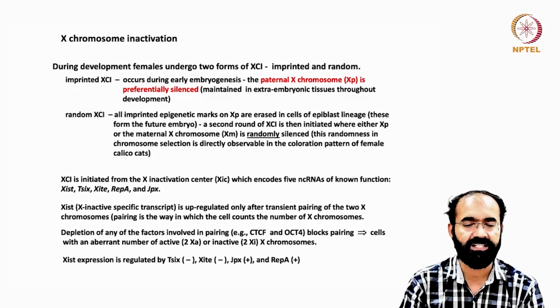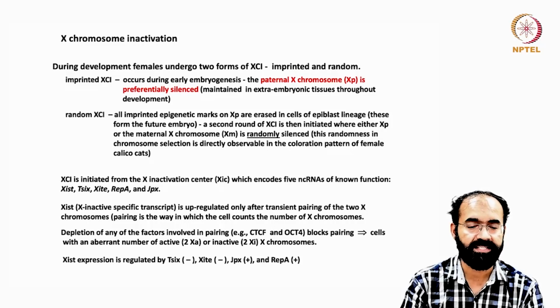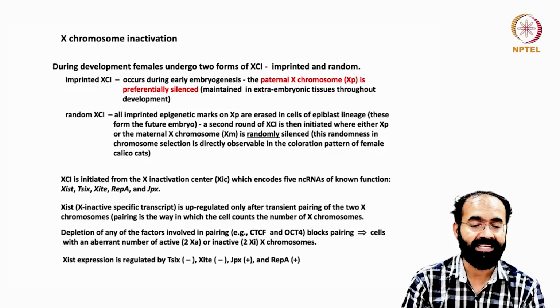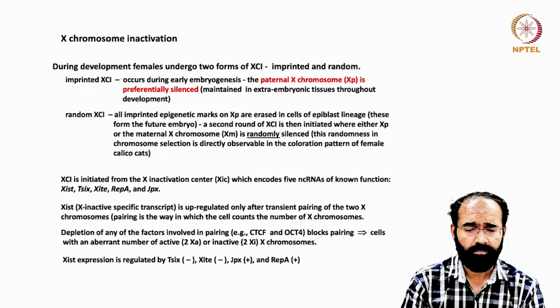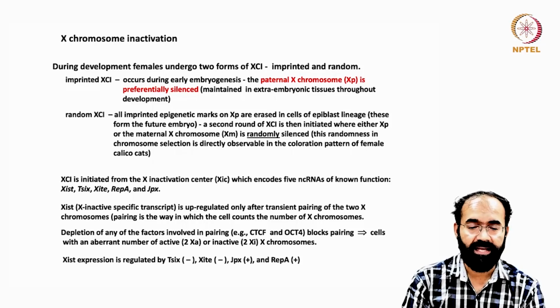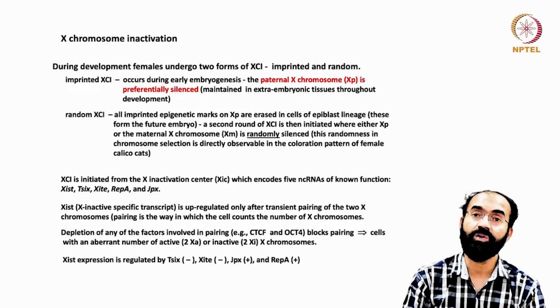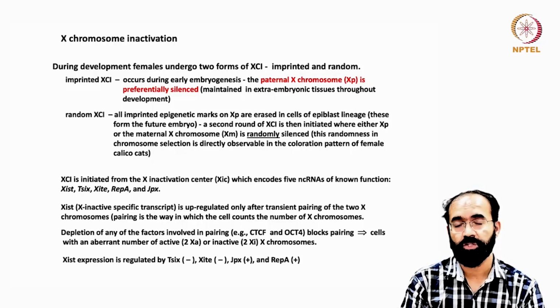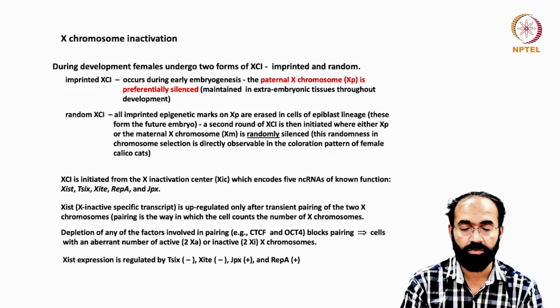X chromosome inactivation is initiated from the X-inactivation center, which encodes 5 non-coding RNAs: Xist, Tsix, Xite, RepA and JPX. So these are all the non-coding RNAs, and Xist is upregulated only after transient pairing of the 2 X chromosomes. Transient pairing is basically the way in which the cell counts the number of X chromosomes. So this is what we should know. Unless this pairing happens, you simply cannot count it.